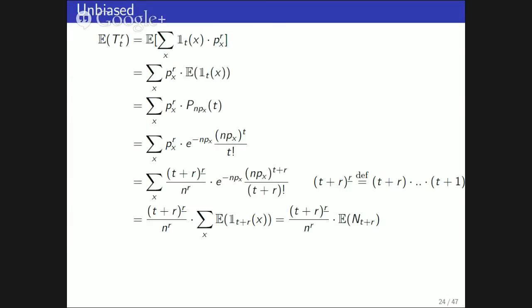Okay, so just to show that it's unbiased, maybe I'll go over it, because it is actually simple. Remember, we're looking at the rth power. We're looking at p to the r.